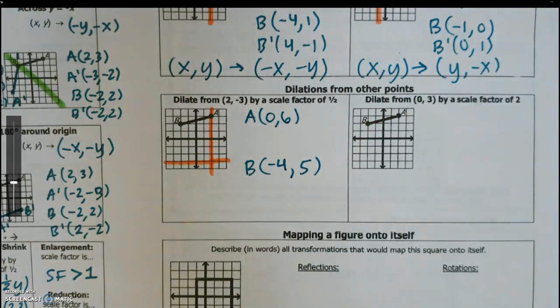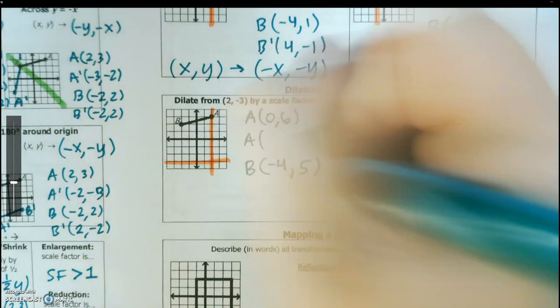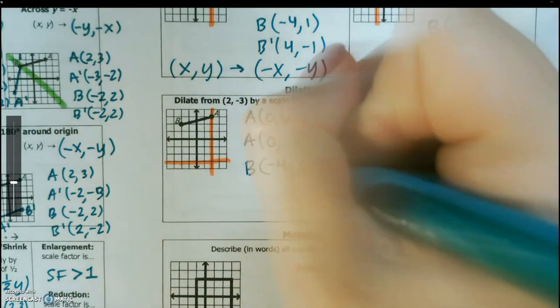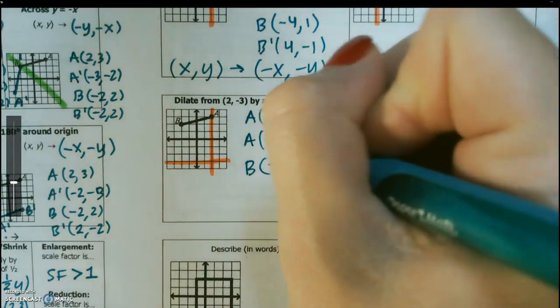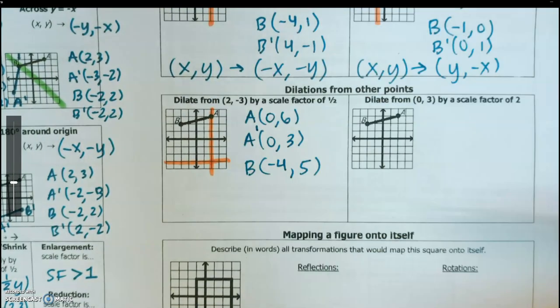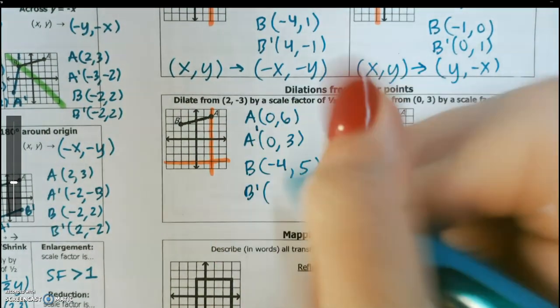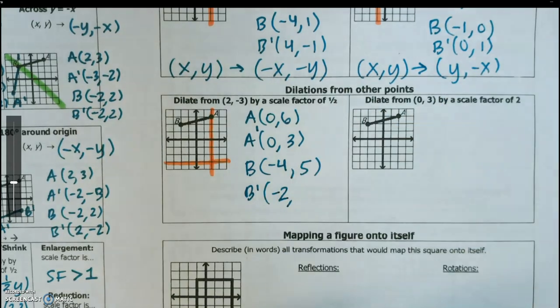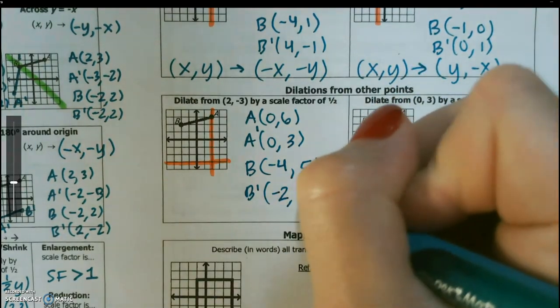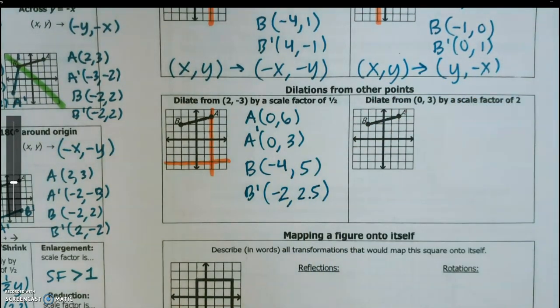Then dilating by a scale factor of 1/2 means we're literally just going to multiply these by 1/2. 0 times anything is 0. Half of 6 is 3. So there's your A prime. Your B prime, half of negative 4 is negative 2. Half of 5 is 2.5.